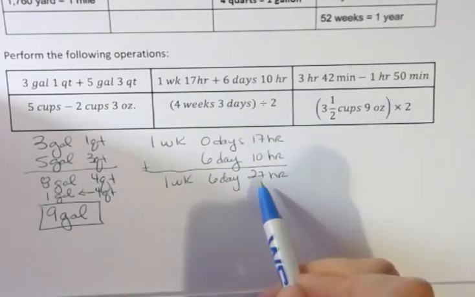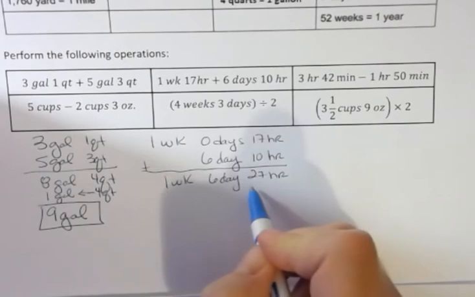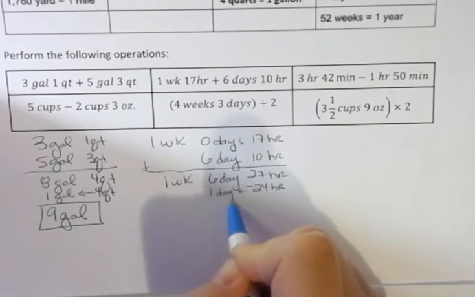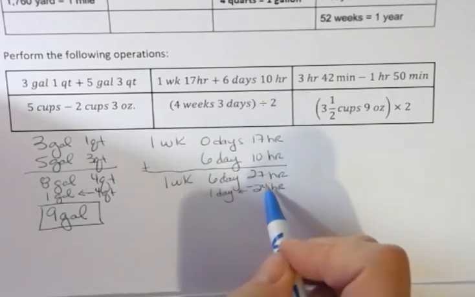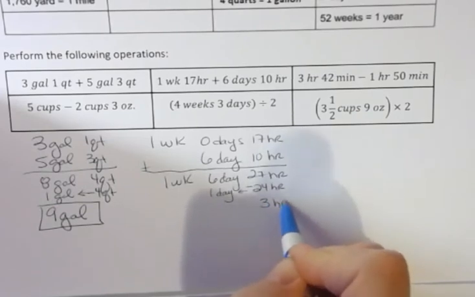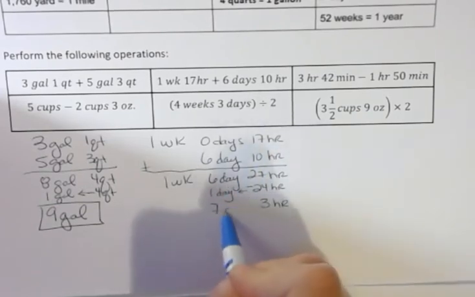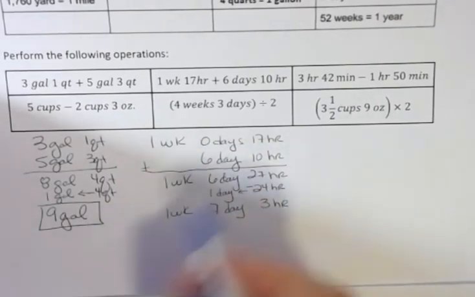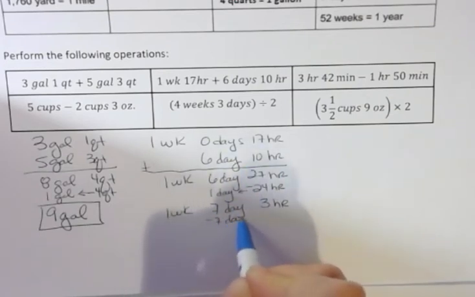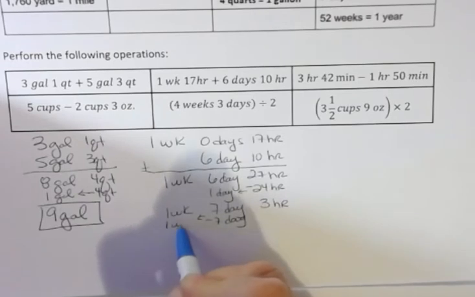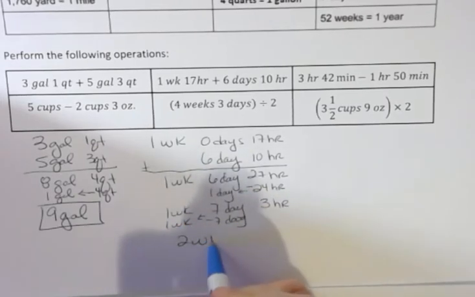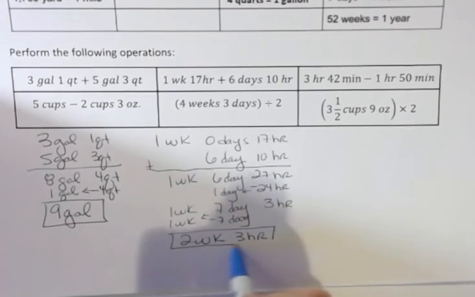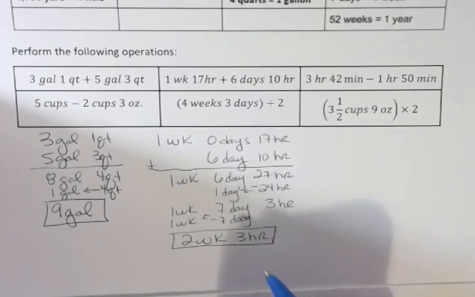Well, I can't have 27 hours, because 24 hours makes a day. So I'm going to subtract the 24 hours, and that's going to become 1 day. And so 24 from 27 is 3 hours, 6 days and 1 day is 7 days, and then 1 week. But wait, I can't have 7 days because 7 days is a week. So I'm going to subtract 7 days and add a week onto that. And so I end up with 2 weeks and 3 hours. I don't have any days left because I took all those days to make a week.